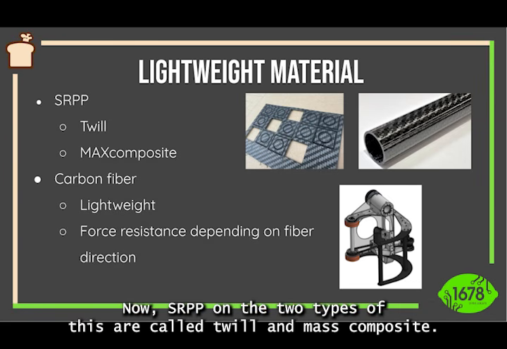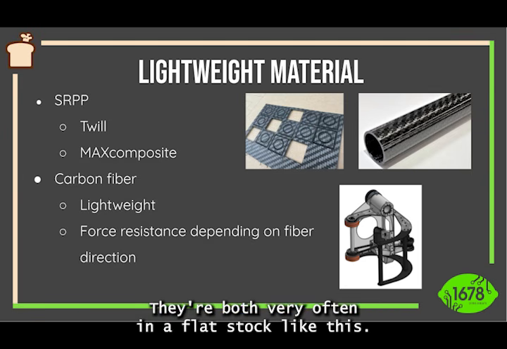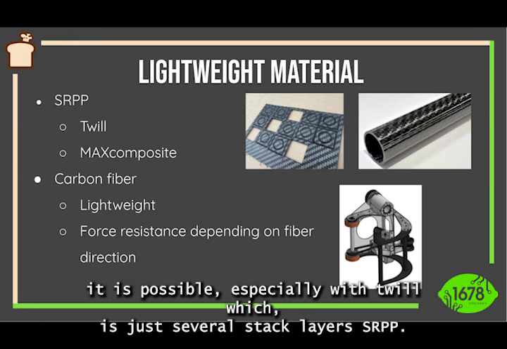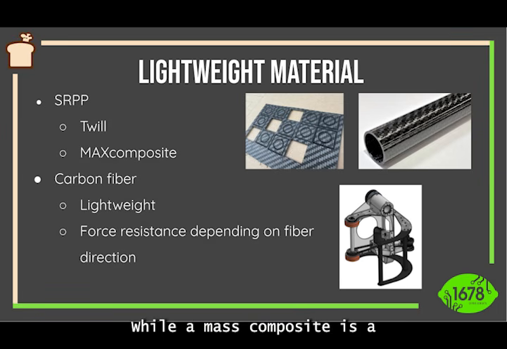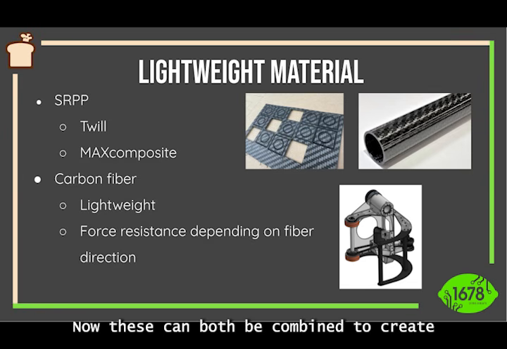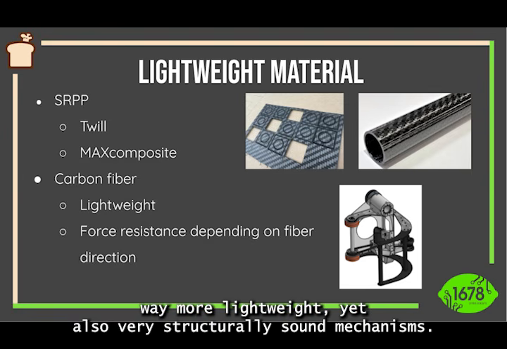Now, SRPP, two types of this are called twill and mass composite. They're both very often in a flat stock like this, and although it's difficult to mill, it is possible, especially with twill, which is just several stacked layers of SRPP, while mass composite is SRPP layered with solid SRPP. Now, these can both be combined to create way more lightweight, yet also very structurally sound mechanisms.